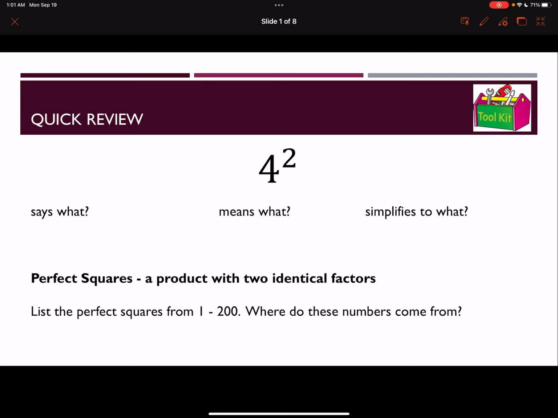Today we're going to talk about some square roots and how we simplify square roots. So first thing you're going to do is get out your toolkits, please, and you're going to get some definitions down. So first of all, just a quick review.